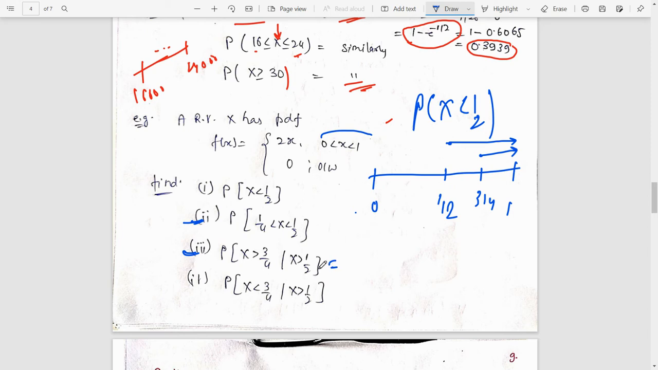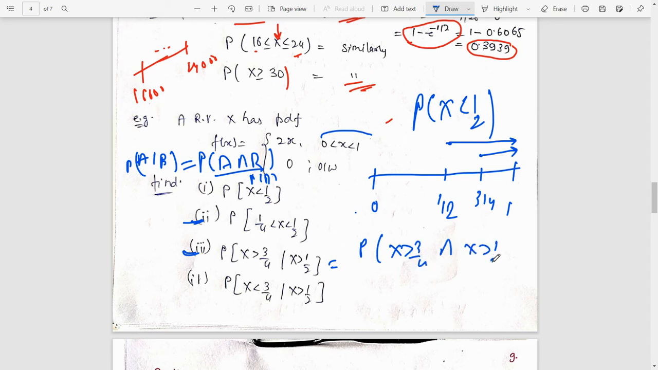To calculate this probability, if there are two events A and B, and we need to find the probability of A given B, we find it by the probability of A intersection B divided by the probability of B. So here you need to find the probability that x is greater than 3/4 intersection x is greater than 1/2, divided by the probability that x is greater than 1/2. So is there any confusion about why we are doing it this way? Anyone?